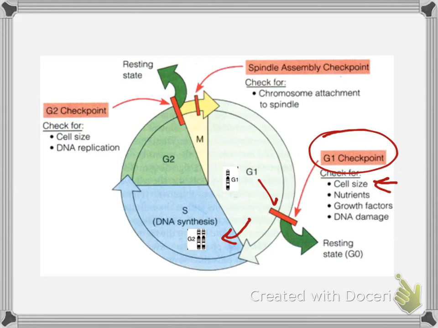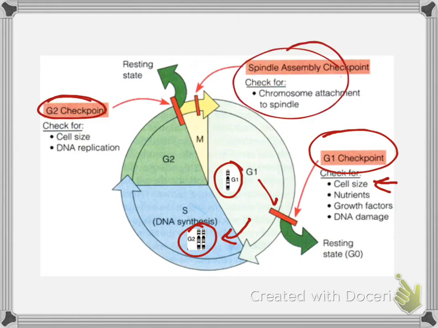If it goes to the S phase, again, your DNA is going to go ahead and replicate. You're going to have double the amount of information, and then you're going to go to G2. And G2 is basically a checkpoint that really just ends up looking for cell size and DNA replication. And basically what that means is the cell is just preparing to go into mitosis.